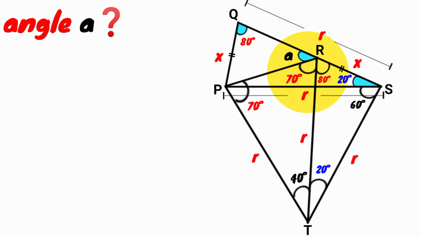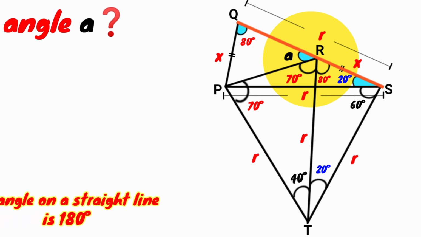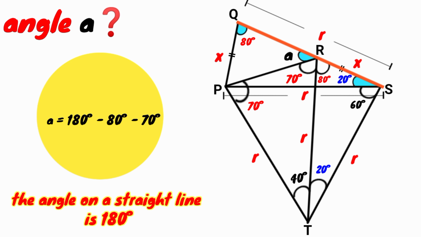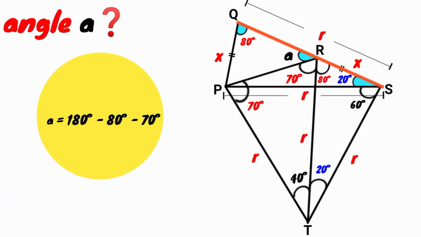Now here we see this angle A, this and this are lying on the same straight line. And we know the angle on a straight line is 180 degrees. So since this is 80 degrees and this is 70 degrees, this A must be 180 degrees minus 80 degrees minus 70 degrees. 180 minus 80 minus 70 is 30. So A equal to 30 degrees.